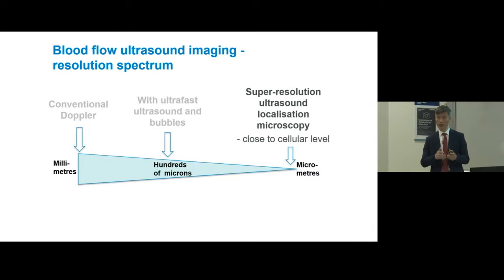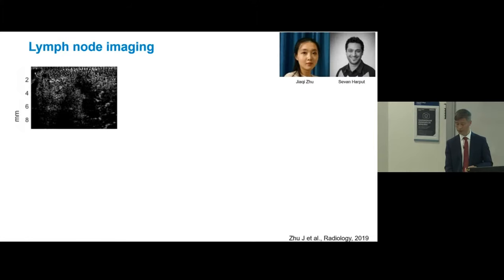On our resolution spectrum, we're now really moving all the way down to close to the cellular level. There are studies showing that 10 microns or below is achievable under certain conditions. We're really at a different order of magnitude in resolution improvement. This is work done by Jia Qi with Savan, again collaborating with Peter and his group.